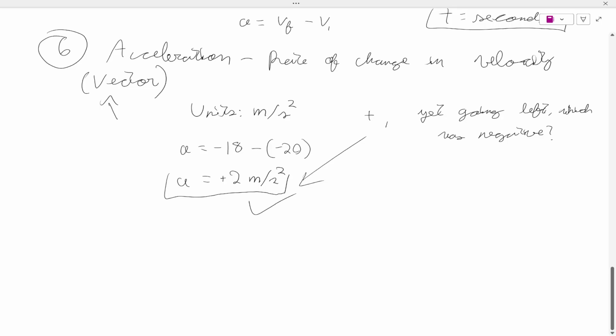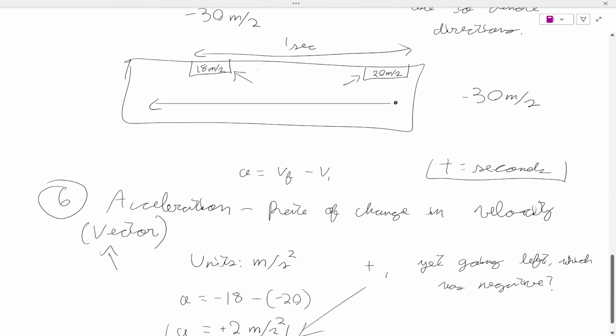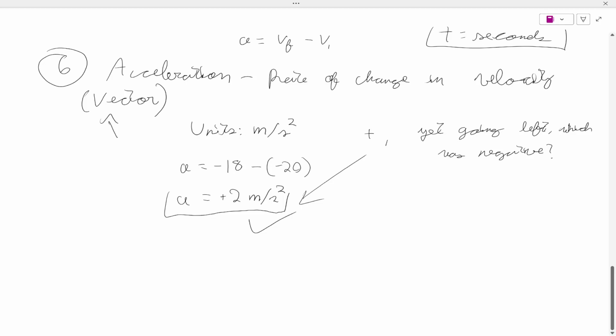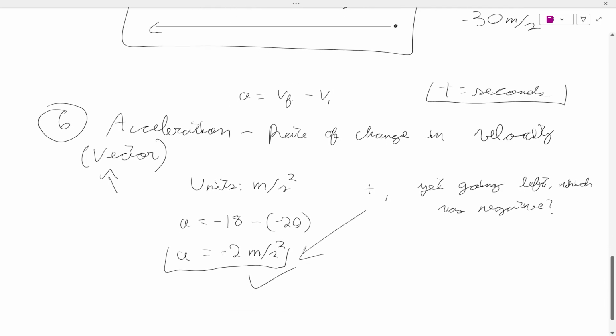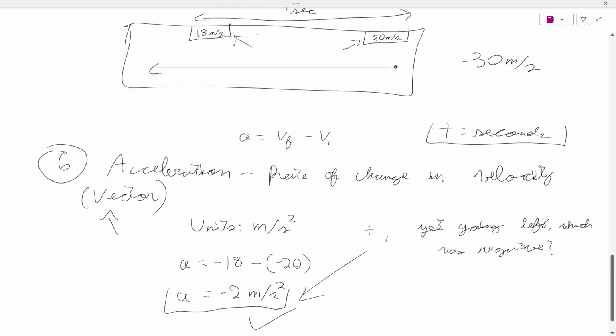I was accelerating at positive 2 meters per second because my velocity was going to the left, which was in the negative sense. So be careful. Do not call this deceleration. Yes, I was slowing down, but in the physics sense, I was accelerating at positive 2 meters per second.